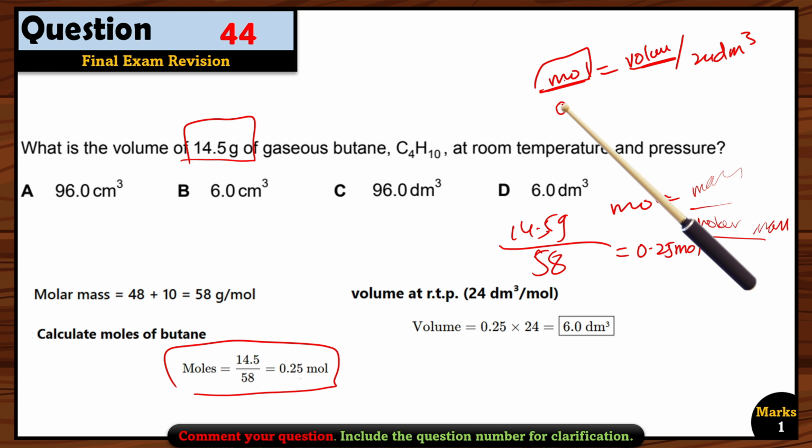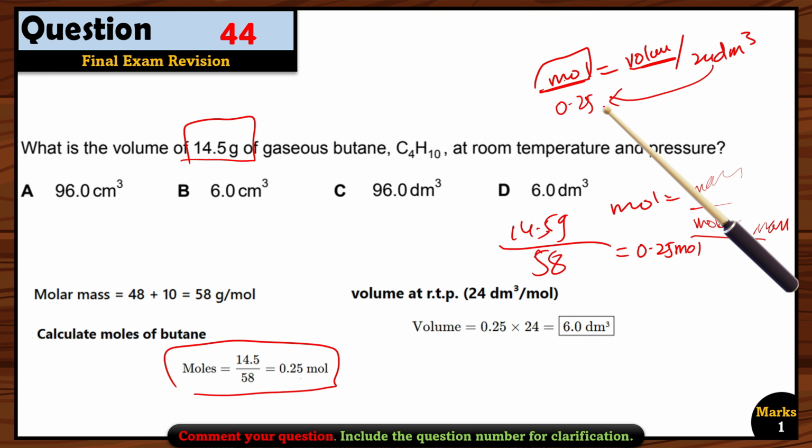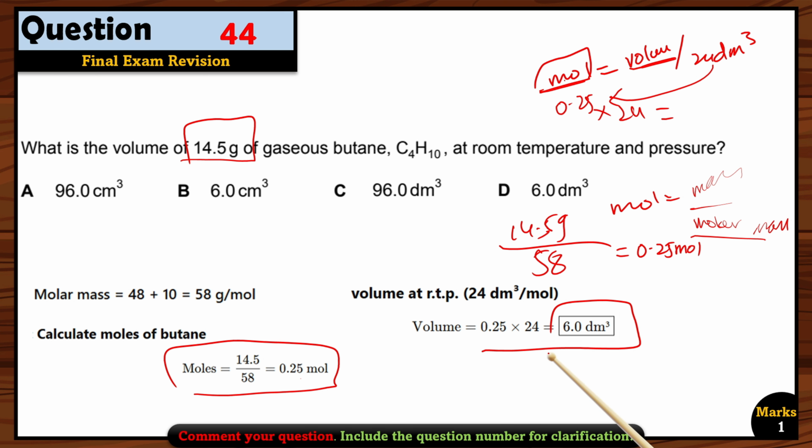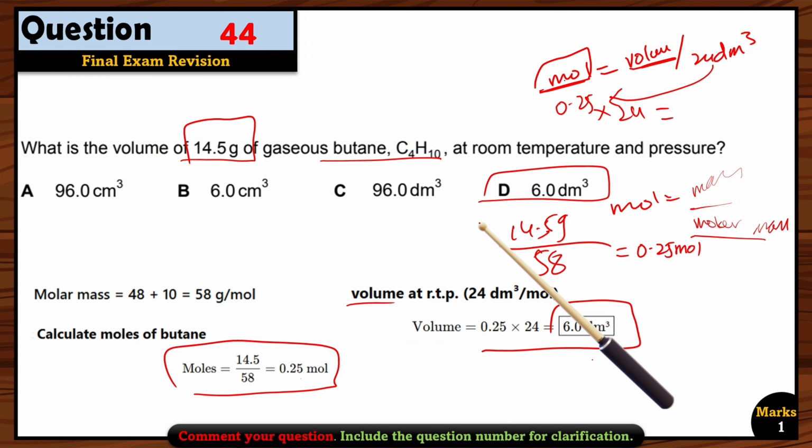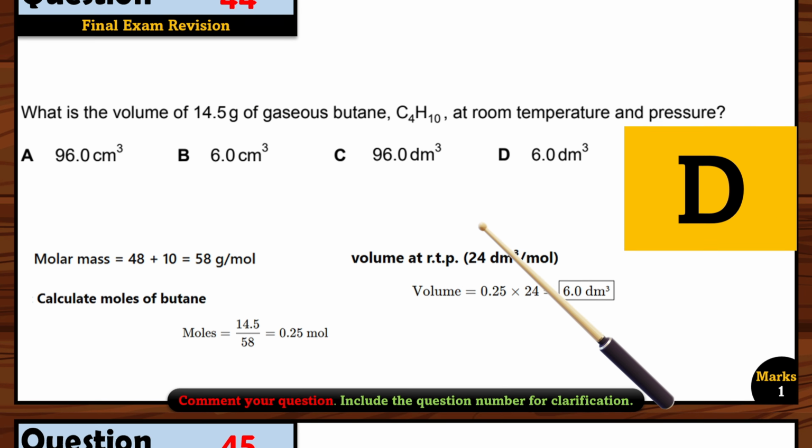Now you can use this value here, 0.25 mole. This 24 will come here. Just multiply with this one and you will get your volume. The volume of the gaseous butane will be 6 dm cube. So where can you find 6 dm cube? Yes, option D. So option D is the right option.